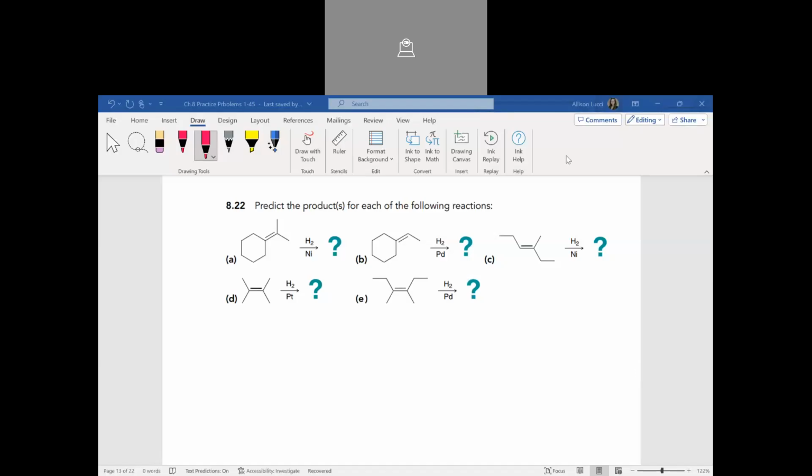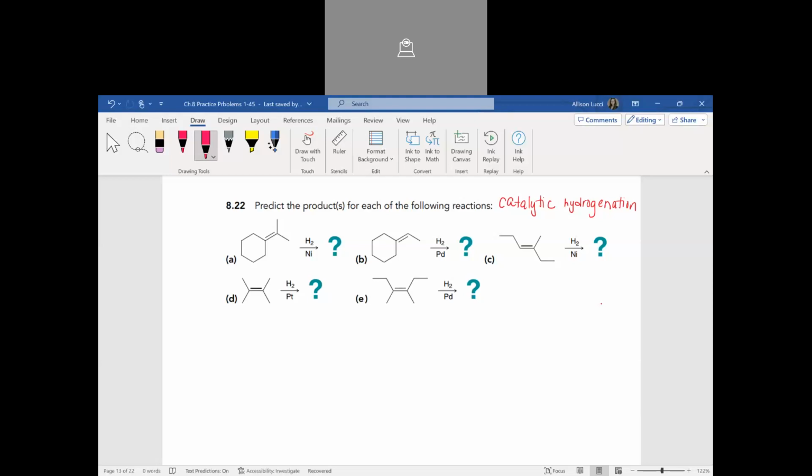What we see in this next problem is a different reaction type. So chapter 8, problem 22. This is our first example of a catalytic hydrogenation. So we're going to be adding hydrogen across our alkene, across our pi bond now.